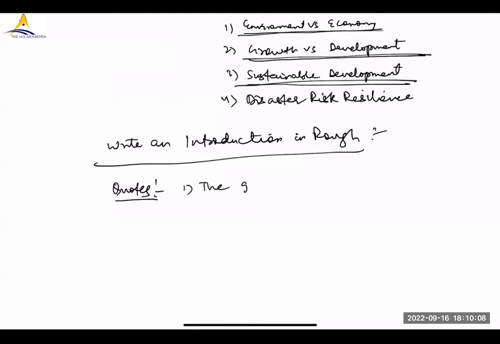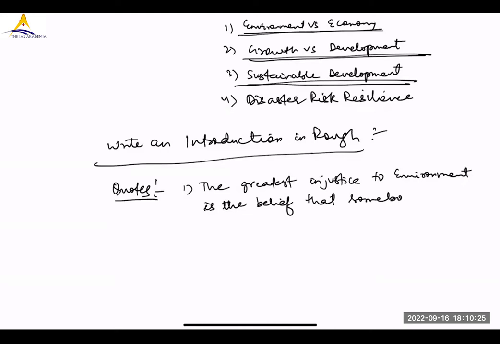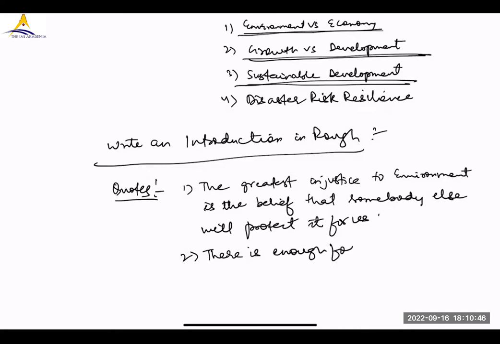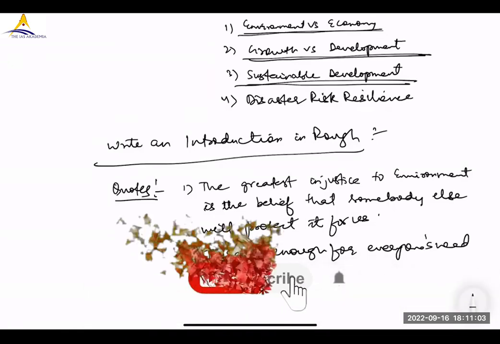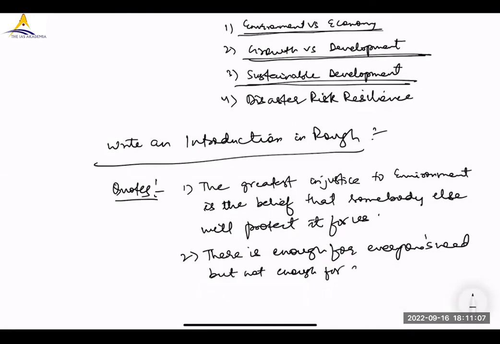You have done many quotes in essay class. The greatest injustice to the environment is? Tell me. The belief that somebody else will protect it for us. If you don't remember anything, there is a very famous quote by Gandhi ji: there is enough for everyone's need, but not enough for anyone's greed.